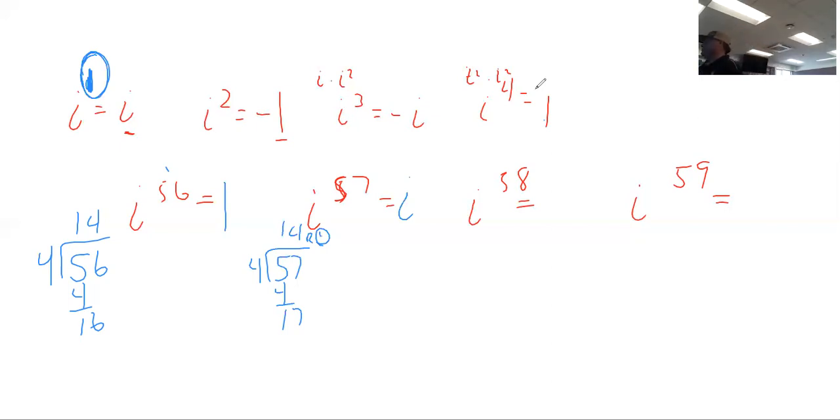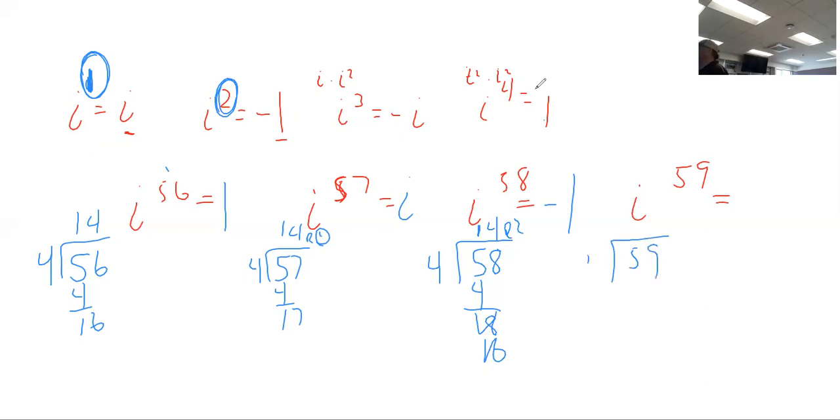Now 58. We do it again. Divide it by 4. 14, 4 times 14 is 56. Remainder 2. Well, the remainder is 2 right here. So it's -1. The last one, take 59. 14, 4 times 14 is 56, which is 3, remainder of 3. Right there, -i.